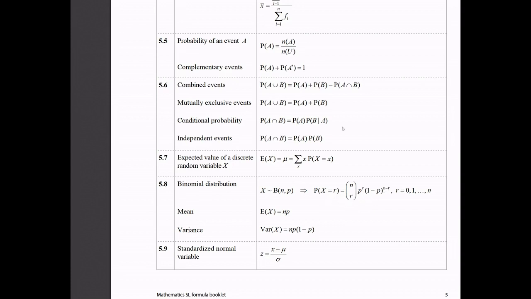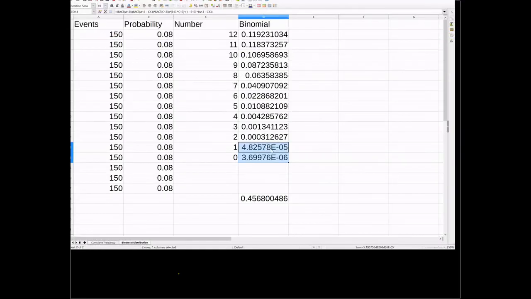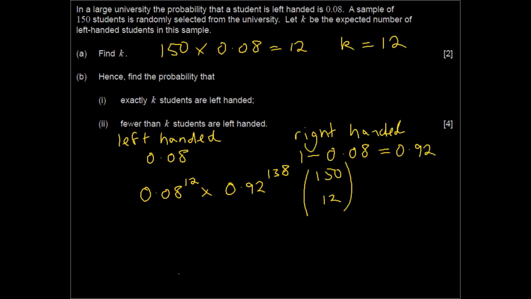Probably you can also just use your graphical calculator and put it in, and it would work out what that was. Now instead of doing that, what I've done is I've written that into a spreadsheet. So I've got my number of events here, which is 150, probability of a single event, which is 0.08, and then the number that I want to find, and I've entered the formula I was talking about there, and that's given me the binomial distribution for 12, which would be 0.119. So I'm going to round that to 0.12.